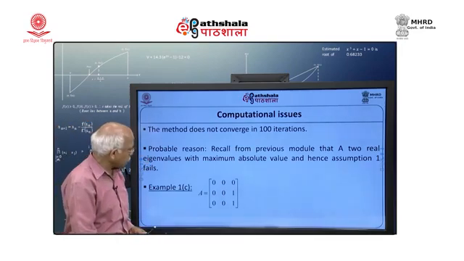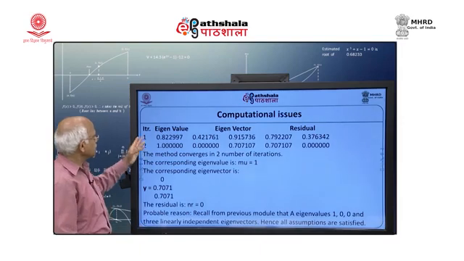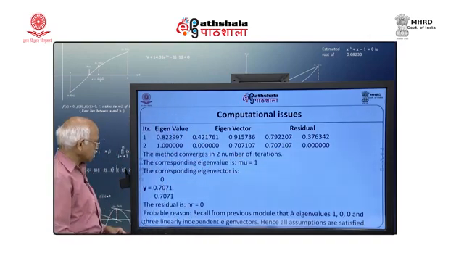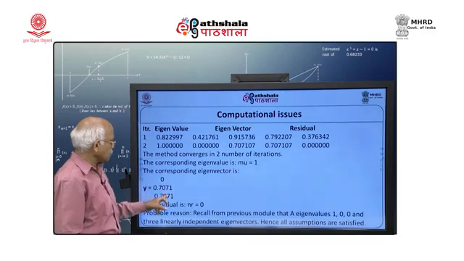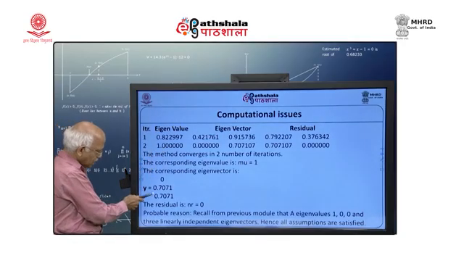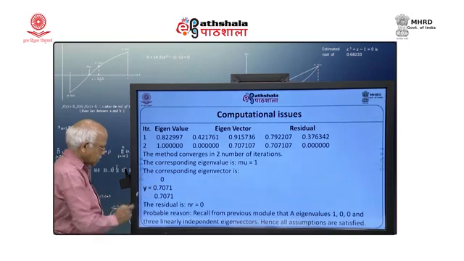Assumption 1. Example 1c: within 2 iterations I am getting this residual as 0, and therefore I can get y. So your eigenvector will be like this, and the corresponding eigenvalue mu is equal to 1. The method converges in 2 iterations, and we get eigenvalue as 1, and this is my eigenvector.